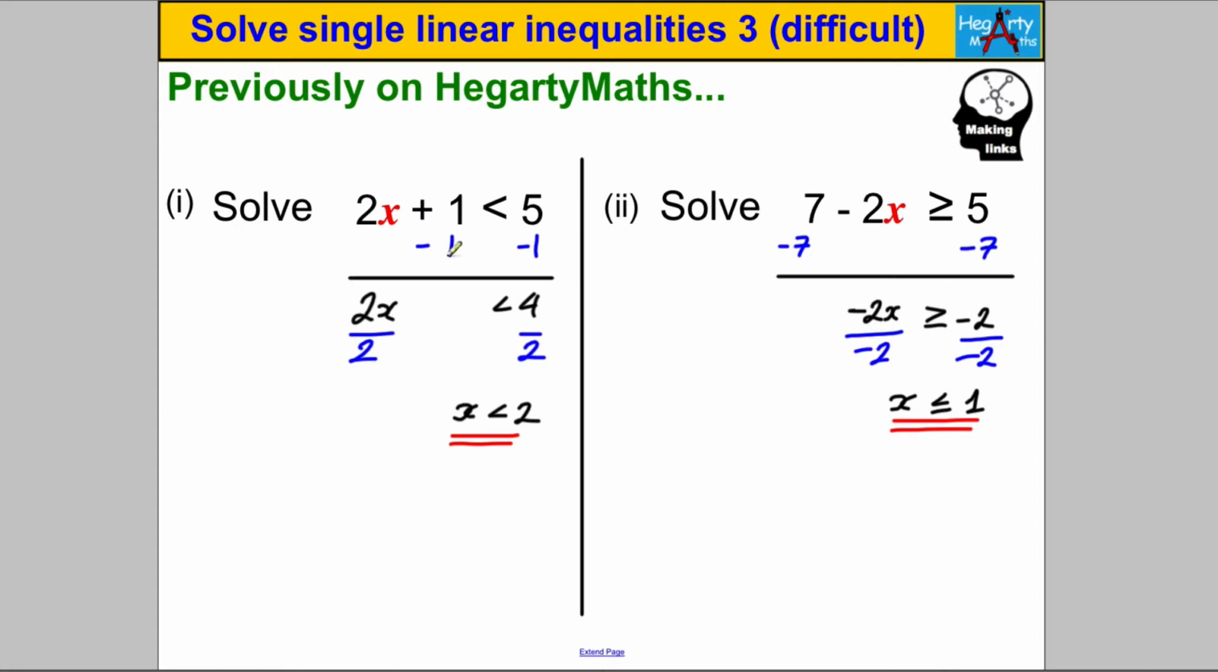The first one was a very straightforward case. The second one, we had a negative coefficient of X, and we had to divide by negative 2 somewhere in the working to solve this one, and that made us have to reverse the inequality sign. So I'm going to need you good at that for this skill.